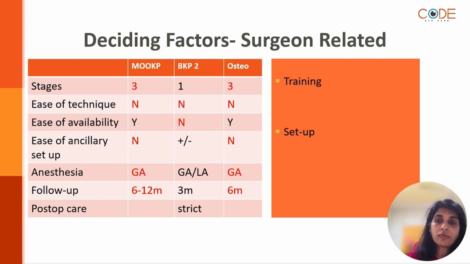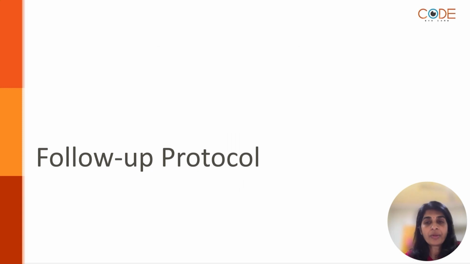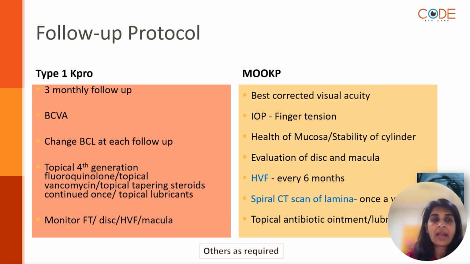As far as the follow-up protocol is concerned, each keratoprosthesis has a different protocol, and the follow-up protocols are usually very stringent for these patients. For a type 1 keratoprosthesis, it's a mandatory 3 monthly follow-up. The bandage contact lens which is placed over the keratoprosthesis needs to be changed at each follow-up, and the patient is continued on topical antibiotics, a single daily dose of topical steroids and lubricants indefinitely.